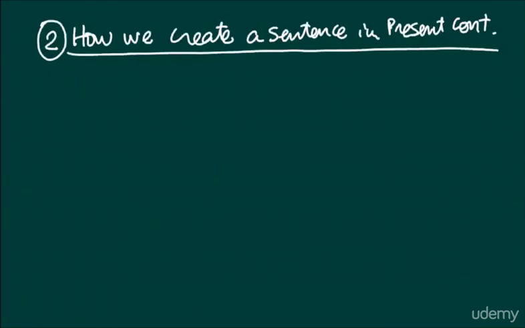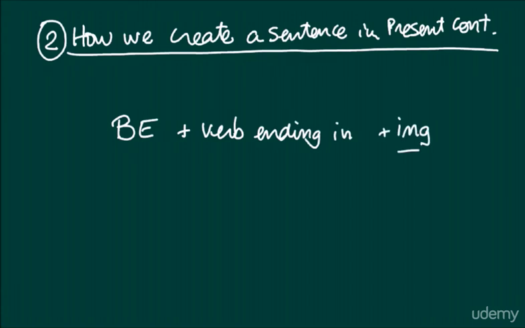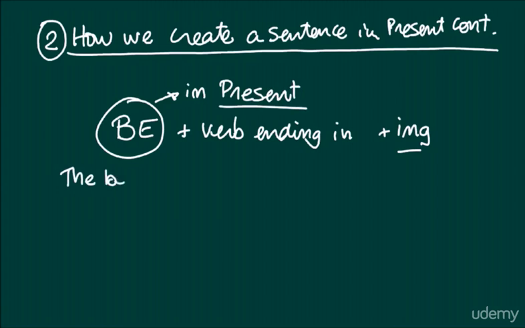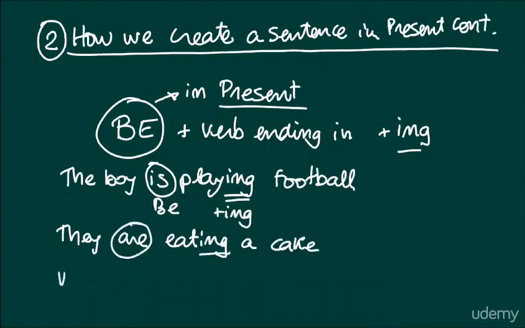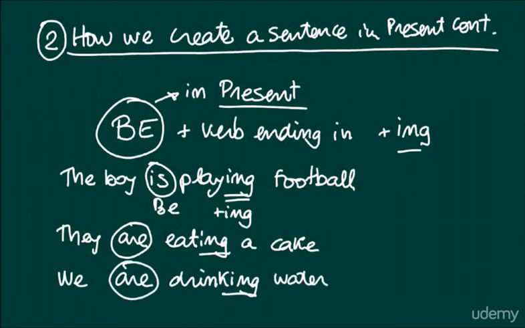2. How we create a sentence in present continuous. All continuous tenses follow the same structure. Be plus verb ending plus ing. In the present continuous, the verb to be goes in present. For example, the boy is playing football. They are eating a cake. We are drinking water.